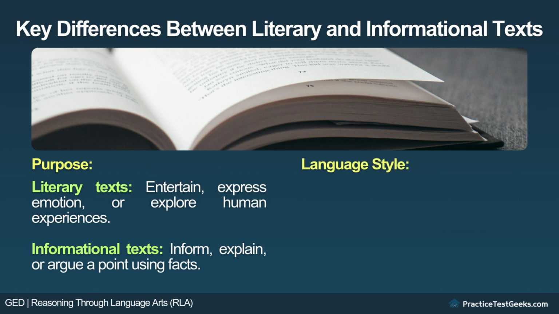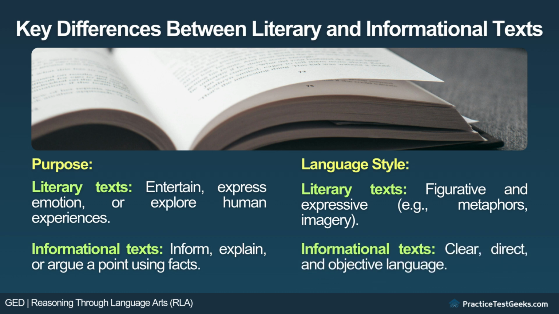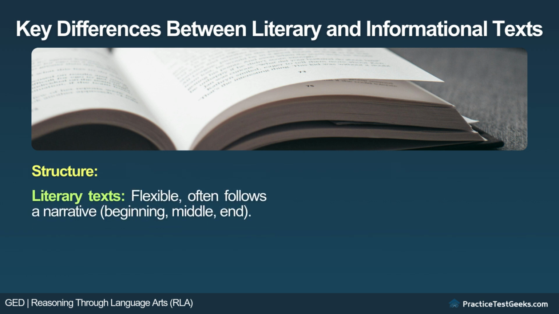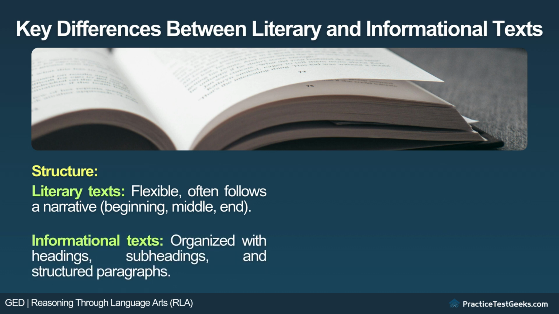Language style. When it comes to literary language, it tends to be figurative and expressive, for example, using metaphors or vivid imagery. On the other hand, informational writing uses clear, direct, and objective language to get the point across. Structure. Literary texts usually follow a flexible structure, often built around a narrative with a beginning, middle, and end. In contrast, informational texts are more formally organized, using headings, subheadings, and structured paragraphs.